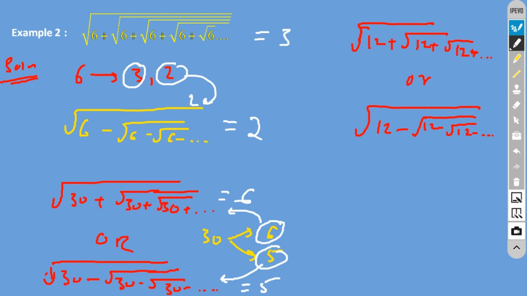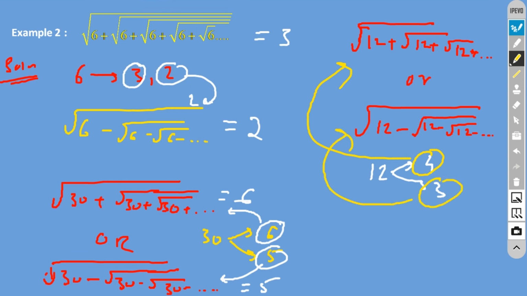In here, the number is 12. The factors of 12 are 4 and 3. So the answer on the positive side will be 4 and on the negative side would be 3. I hope you got the answer, right? I hope you are enjoying the session.